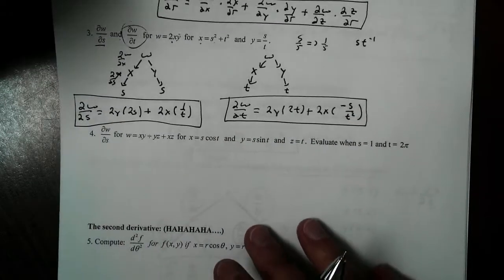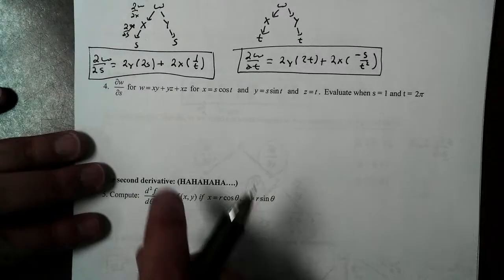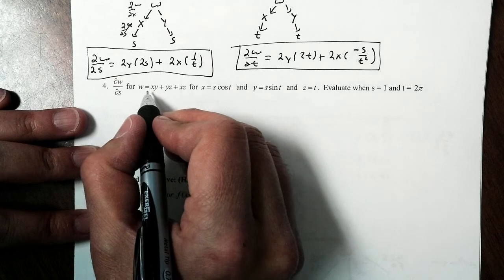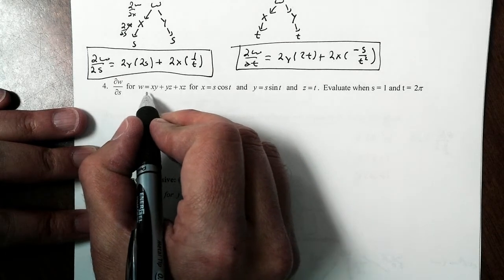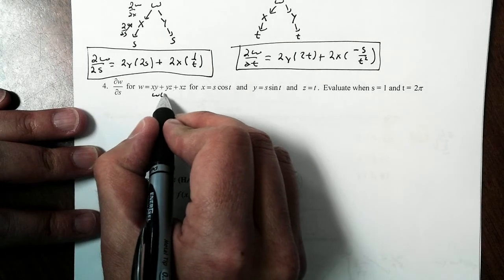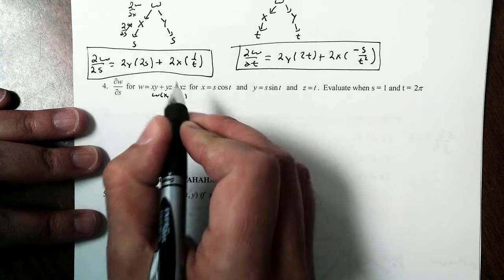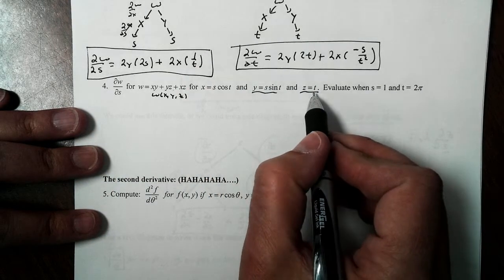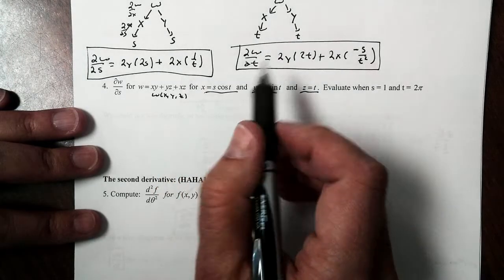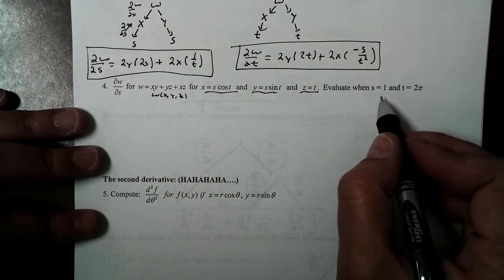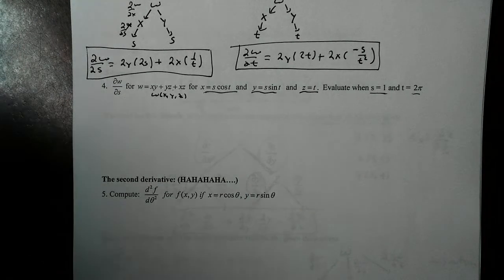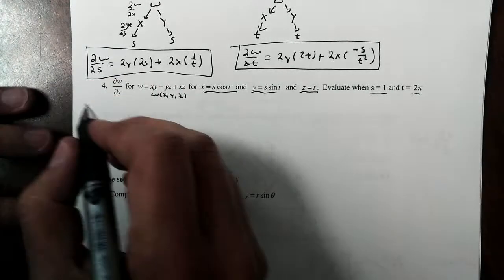All right, number 4. Let's take a look at number 4. We want to find the partial of w with respect to x, given w is a function of x, y, and z. So remember, we got x, y, and z here, so w is a function of x, y, and z. And y is a function of s and t, z is a function of t, and x is a function of s and t as well. And we want to evaluate that when s is 1, t is pi. We'll talk about that evaluation later on here.